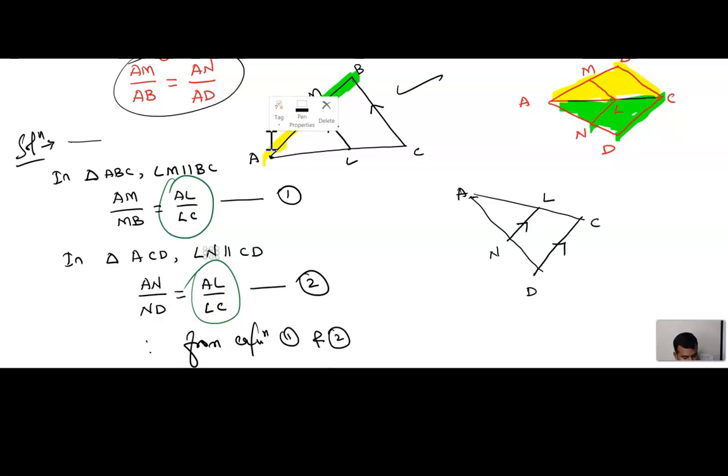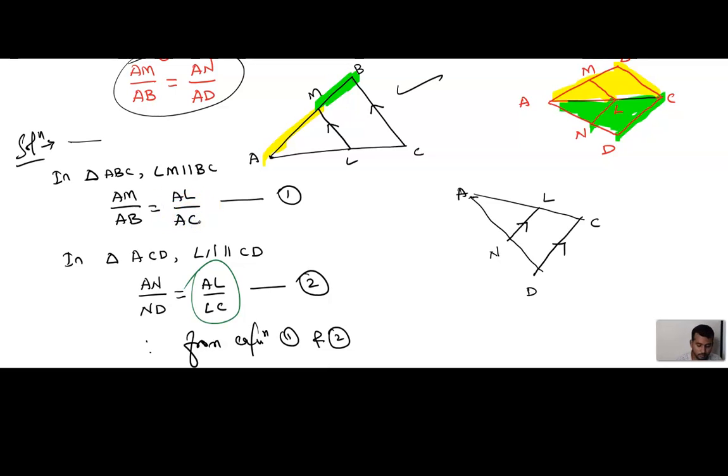Children, one thing we can observe: what is the requirement here? What do we want in LHS? We want AM by AB. What is AM? Half. What is AB? Full. Can you see the figure? So shall we apply half by full first? What is first half by full? AM by full AB is equal to AL by AC.